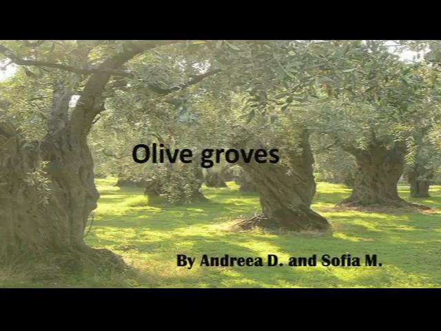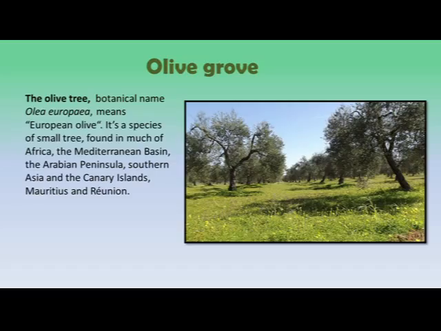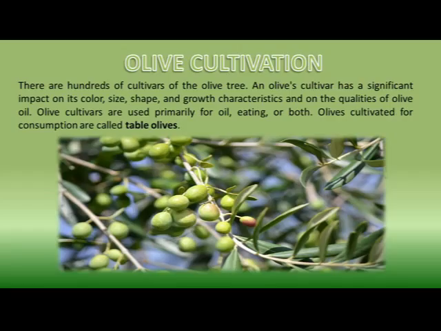Olive groves, by Andrea and Sofia. The olive, botanical name Olea europaea, means European olive. It's a species of small tree found in much of Africa, the Mediterranean basin, the Arabian Peninsula, Southern Asia, the Canary Islands, Mauritius and Reunion. Olive cultivation.